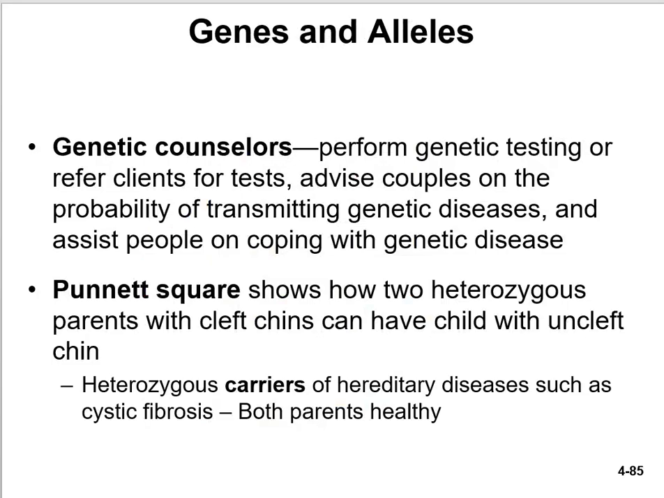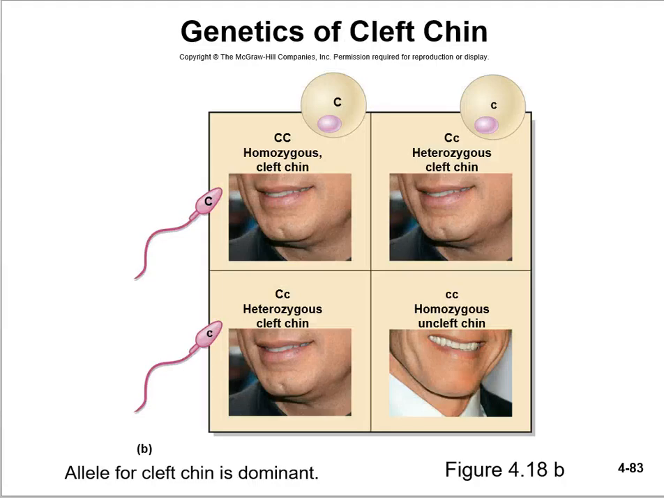Genetic counselors can perform genetic testing and can refer clients for tests and advise couples on the probability of transmitting certain genetic diseases, and then can help them cope with that disease. A Punnett square, like this one, can help us make those determinations on what is the probability that you'll get that trait.